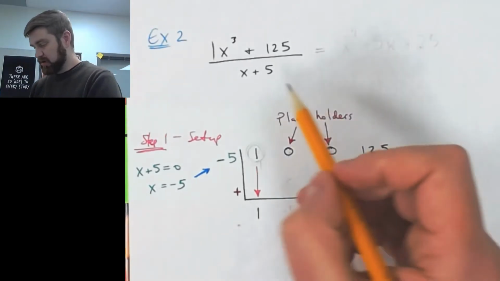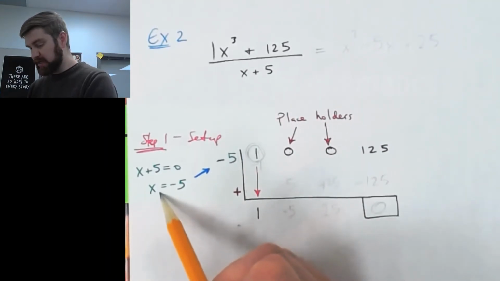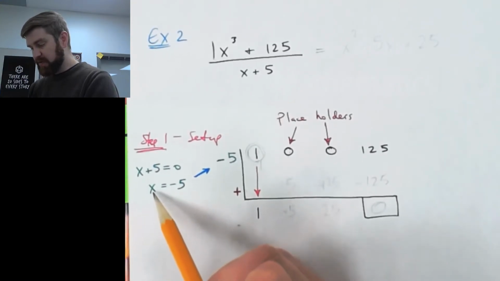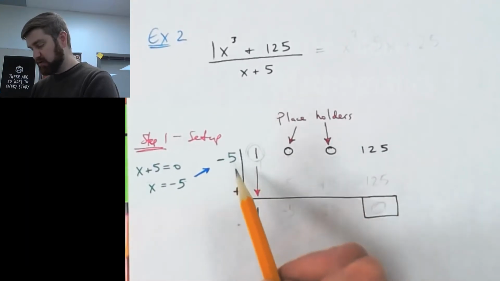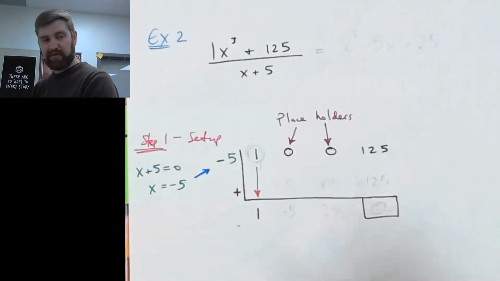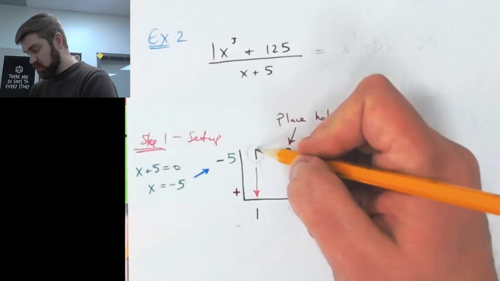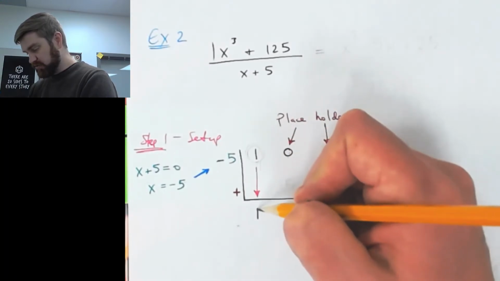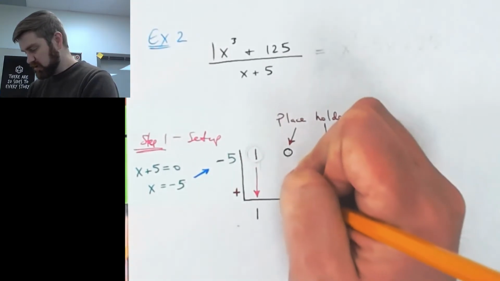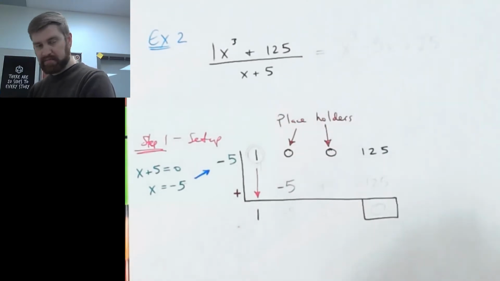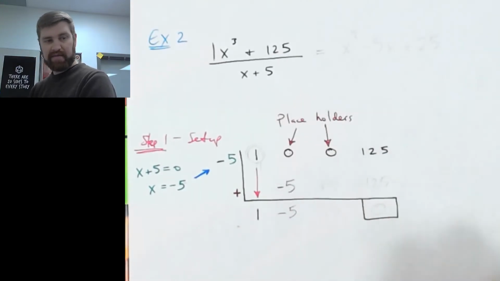All right, let's take the denominator now, set it equal to 0, and isolate for x by subtracting 5 from both sides, and we get that x equals minus 5. This minus 5 goes right here, in line with the 1, 0, 0, and 125. Then from there I do steps 2 to 4. The 1 is pulled down, written here. Then minus 5 times 1 is negative 5. Now 0 plus negative 5 gives me negative 5.